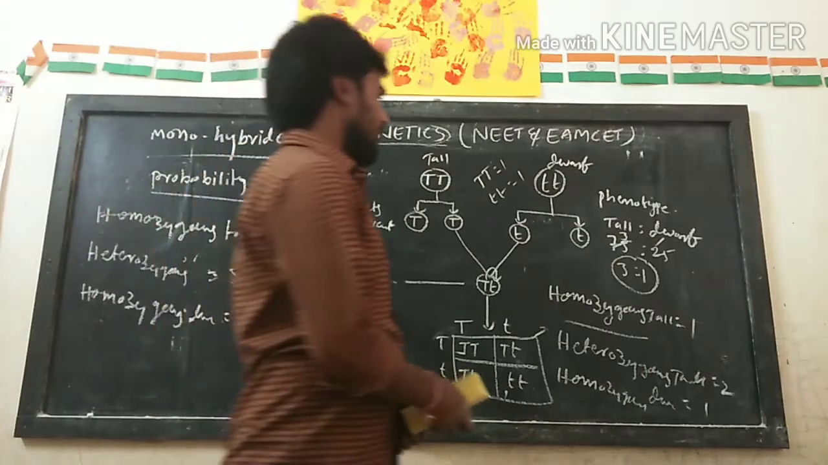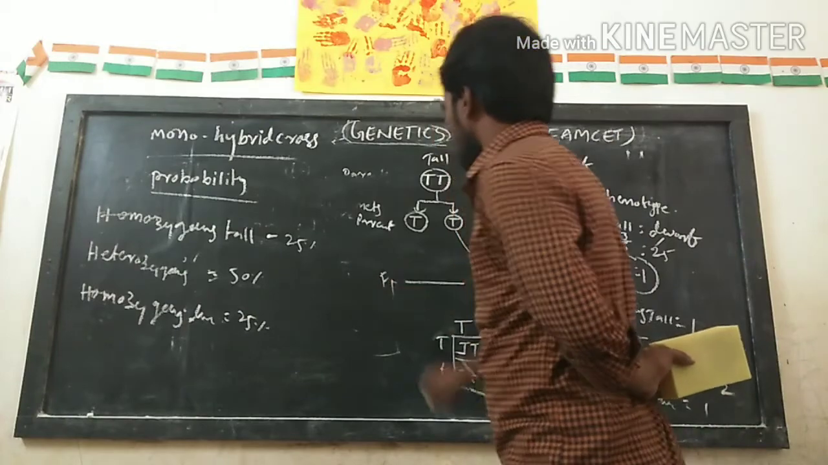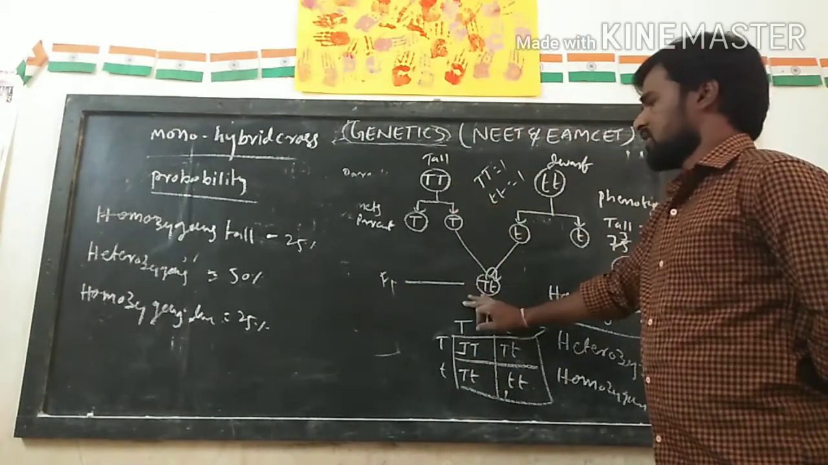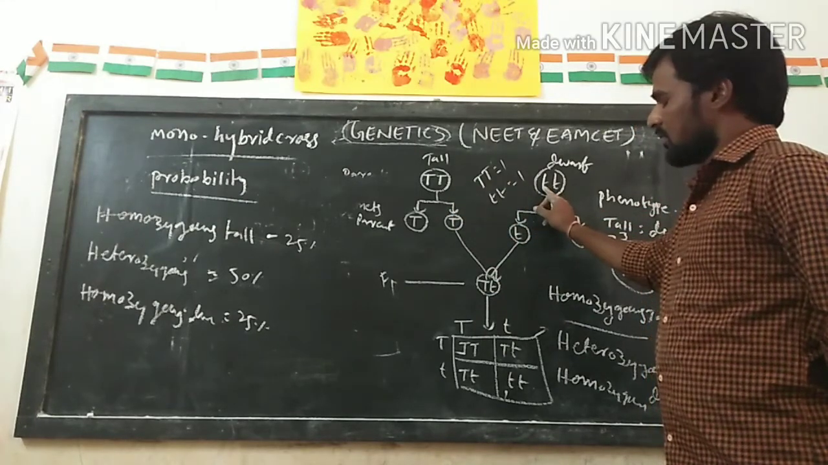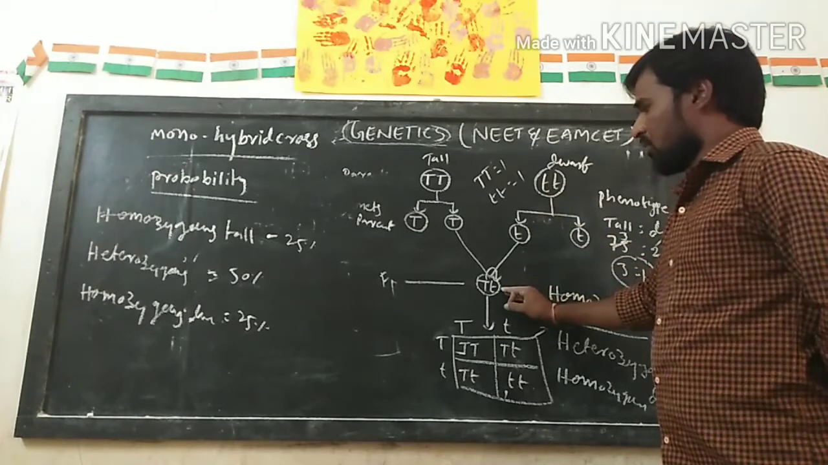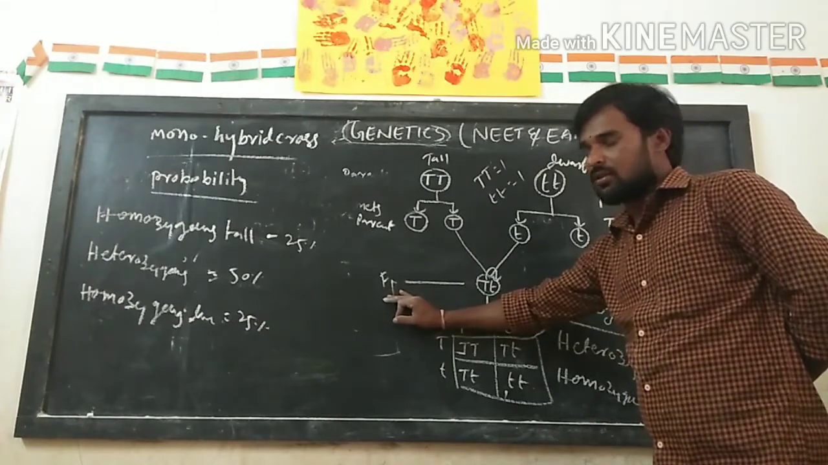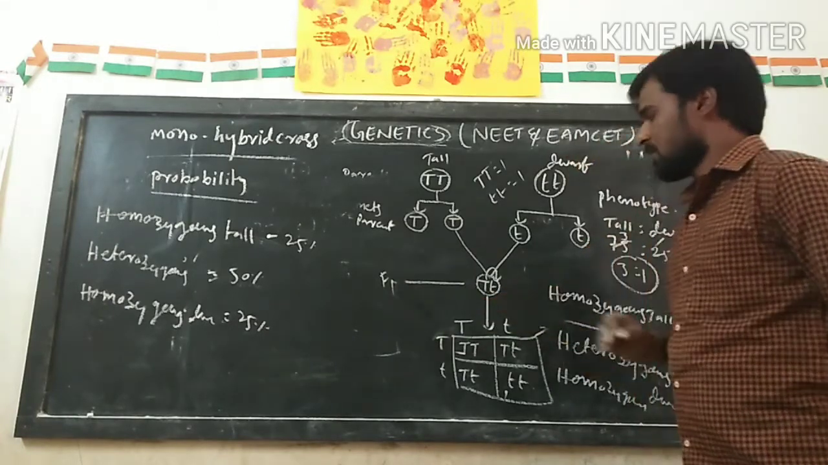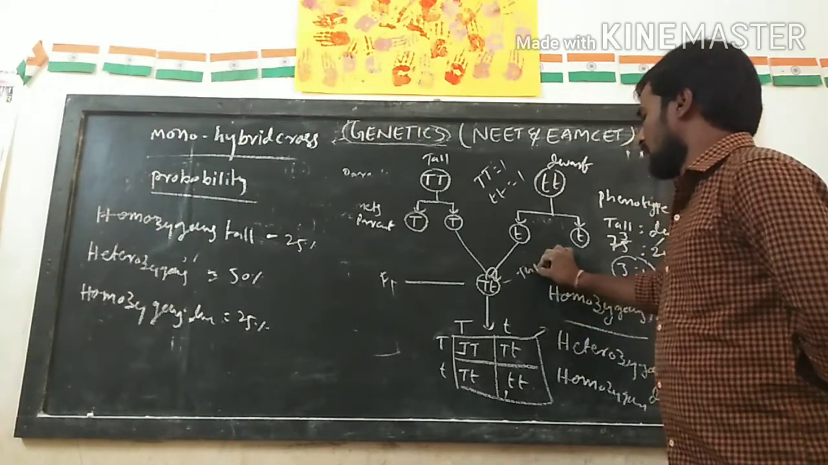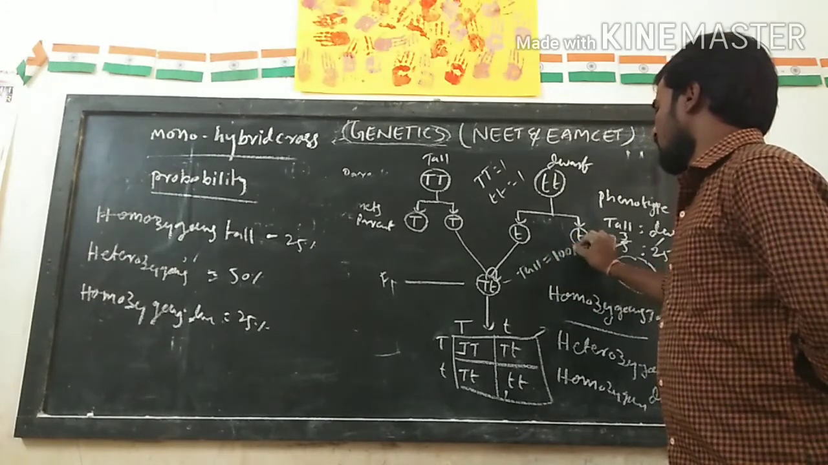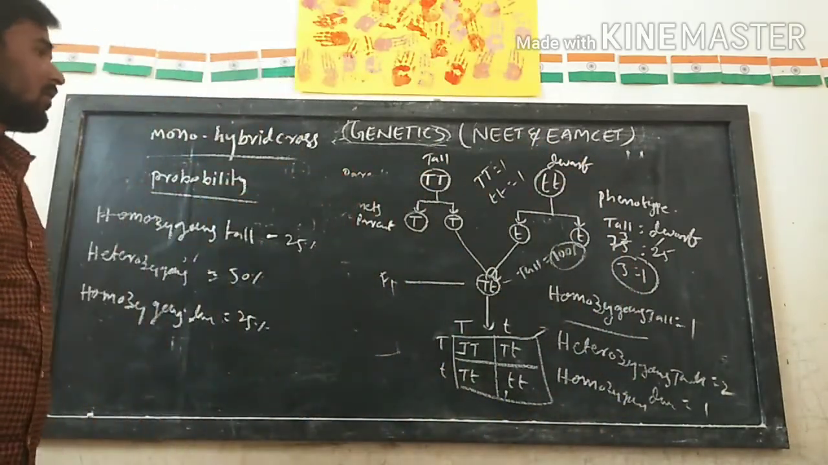So commonly, the F1 generation is what is produced when the parental plants are cross-hybridized. Some plants are produced in the next generation. Such plants are called the first filial generation, also called the F1 generation plants. In the F1 generation, all the plants are dominant, 100% tall plants. Okay, so this is about the monohybrid cross.